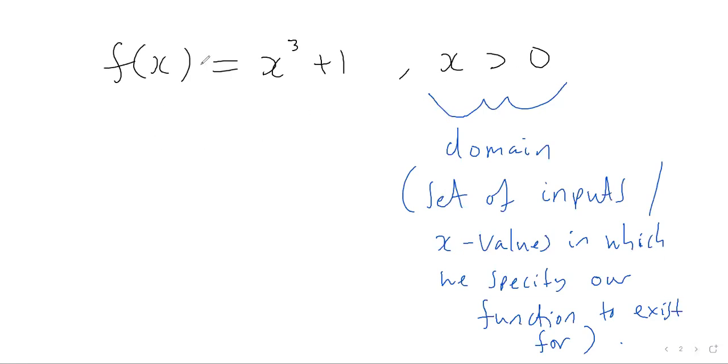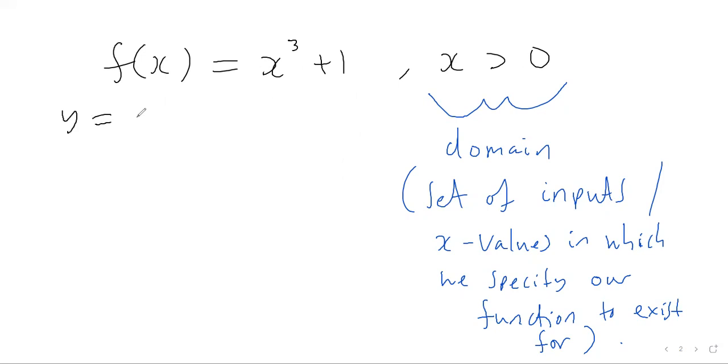So we've got the function f of x equals x cubed plus 1, where x is bigger than 0 is what we specify, and this is called our domain. It's our set of inputs, or our set of x values, for which we specify our function to exist. In order for this function we've created to exist, we specify x is greater than 0. Now, let's think about what a sketch of this graph looks like.